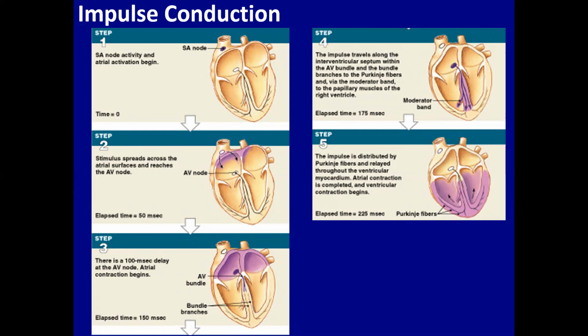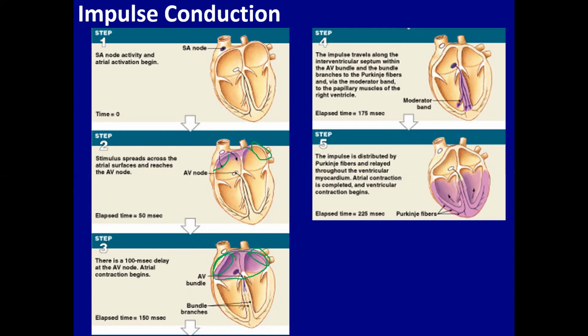Look at step 2 and look at how this is not concave, and now look here and see how it is concave. Look how this is rounded on the left side, and look here how it is not as concave in step 3. So what you're seeing here is that the electrical impulse, the conduction, has been sent throughout the atria.